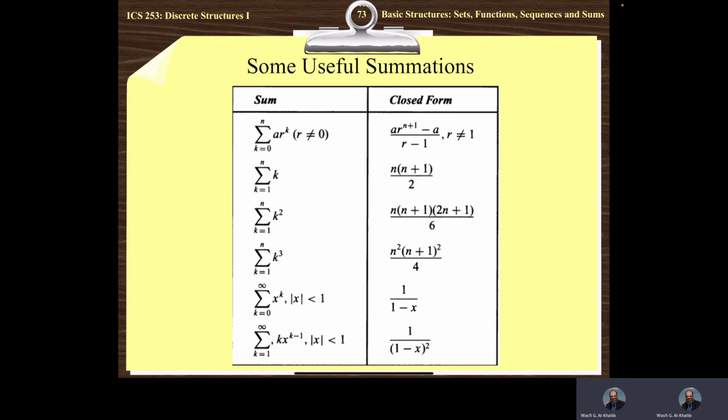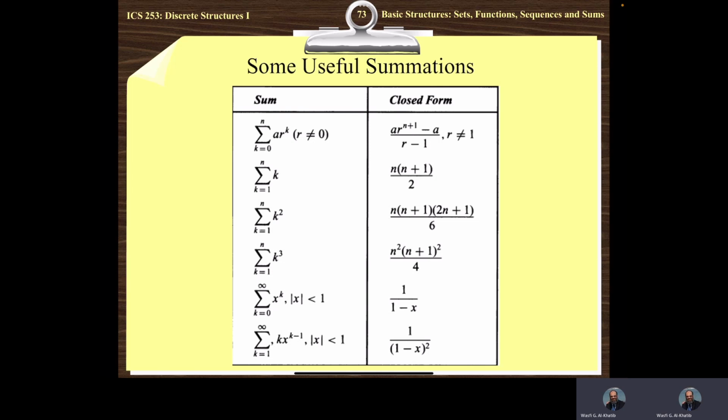What is sigma i from i equal 1 to n? n times n plus 1 divided by 2. What is sigma i square from i equal 1 to n? n times n plus 1 times 2n plus 1 divided by 6. What is sigma i cube from i equal 1 to n? By the way, it is sigma i all squared. This is the easiest way to memorize it.